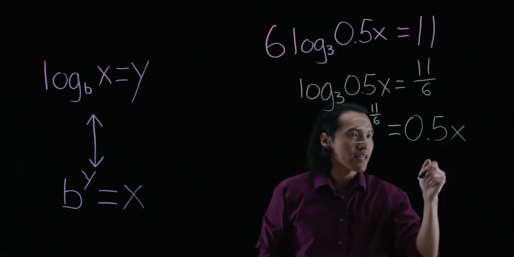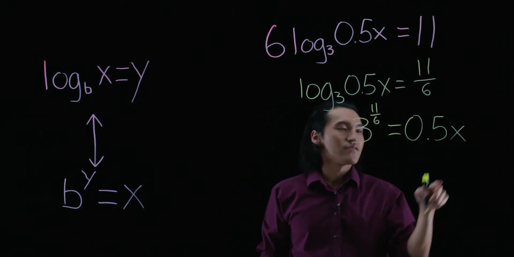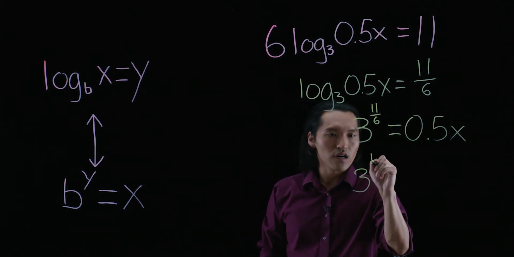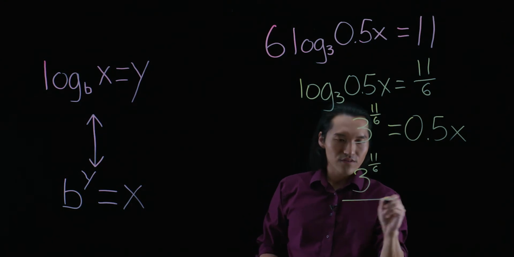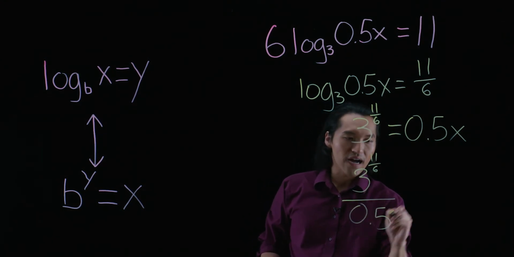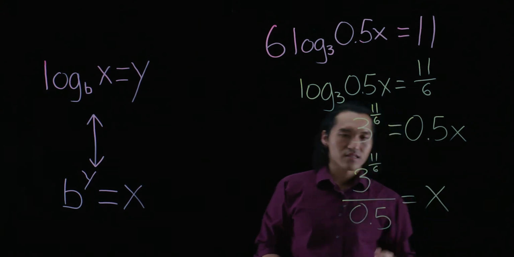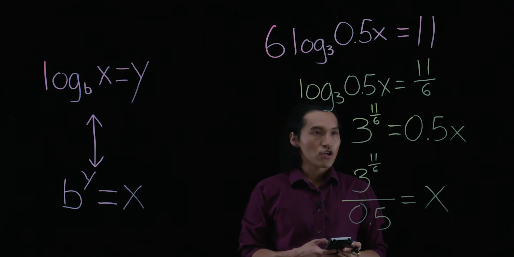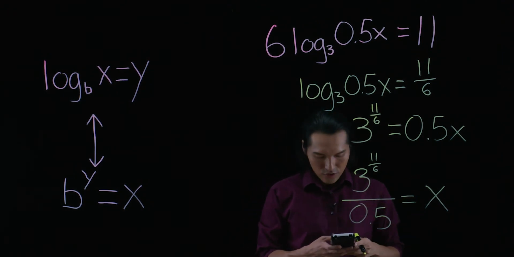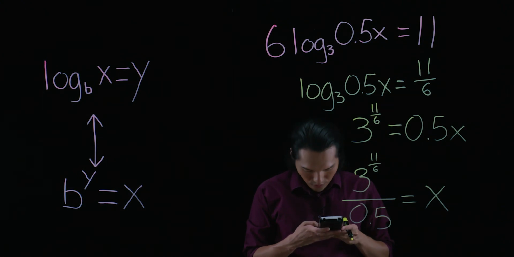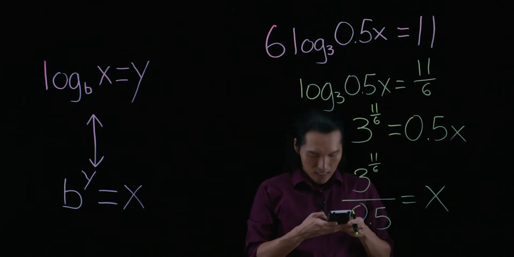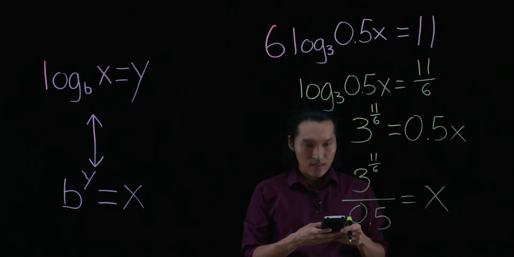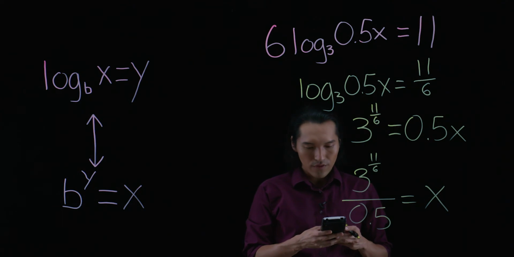And now the final step is that we have to remove this 0.5, right? Since the 0.5 is multiplying the x, we can divide both sides by 0.5 to isolate the x. So that is going to leave us with 3 to the power of 11 over 6, all of that divided by 0.5. That is going to equal x. And so now we can take this and insert it into our calculator to solve for what x is, right? We can do 3 to the power of 11 divided by 6, and all of that is being divided by 0.5.